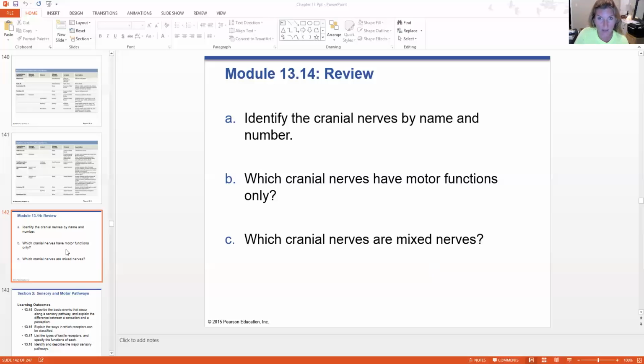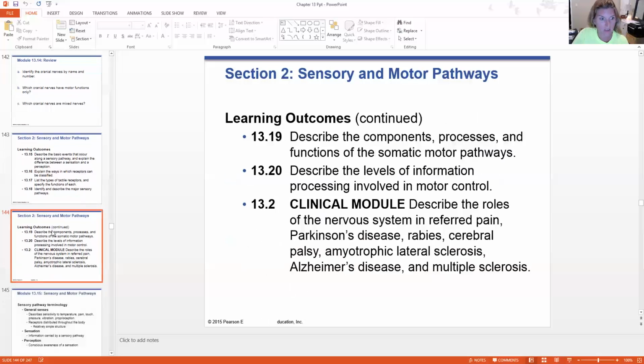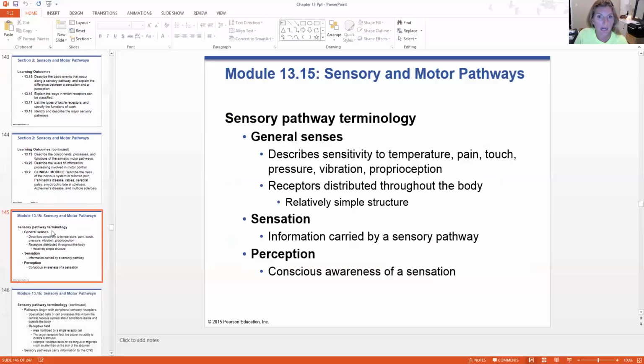Hello, we're going to wrap up chapter 13, covering sensory and motor pathways first. So let me switch over to my little screen share mode. This is the last slide that we were on, and these are the outcomes for this section. They're all posted already for you in your chapter guide or your weekly guide.